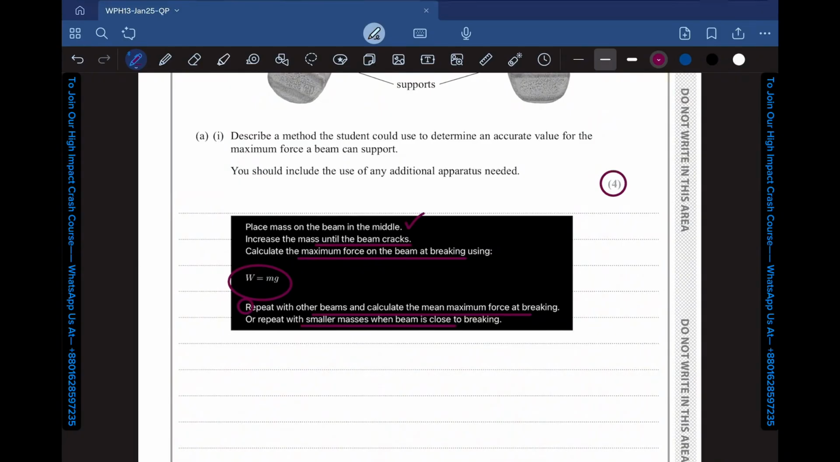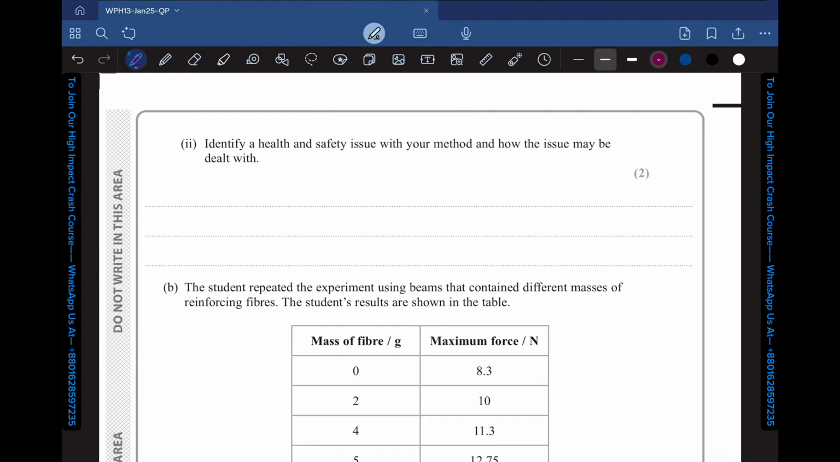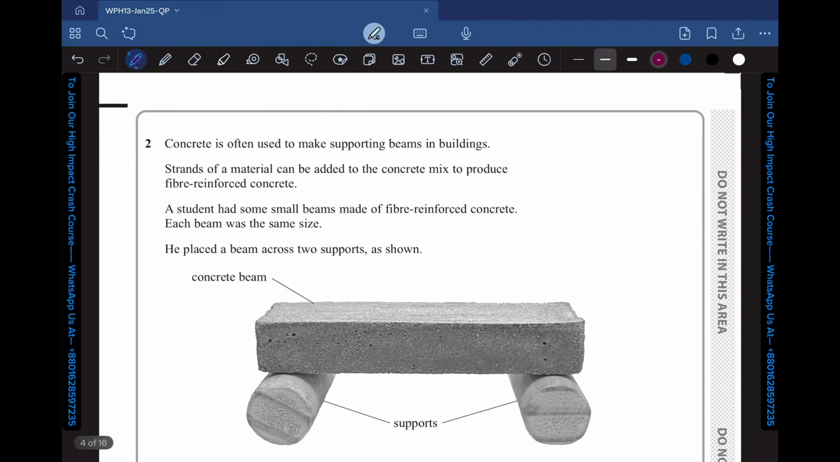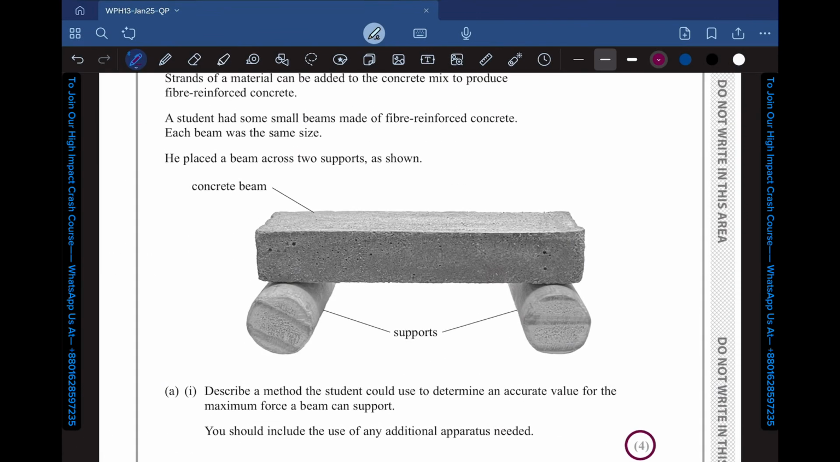Okay, so this is more of a regular mark scheme point, so use this one. Now the next part says identify a health and safety issue with your method and how the issue may be dealt with. The first thing that comes to my mind is, let's say you are adding masses again and again and again.